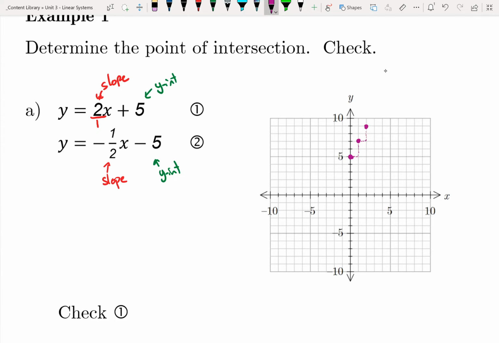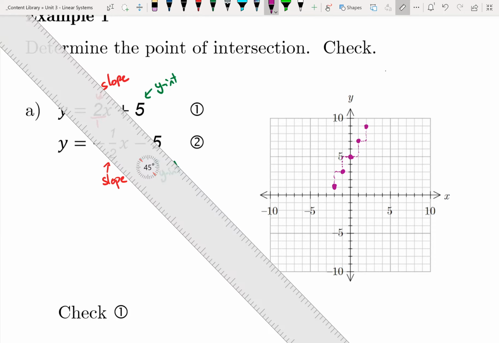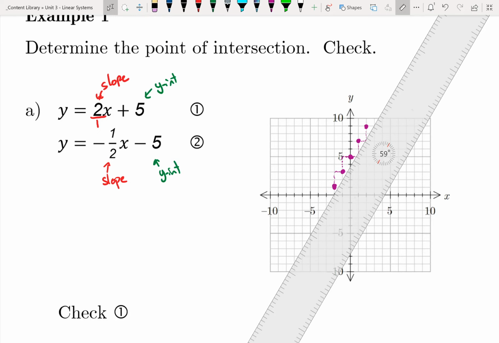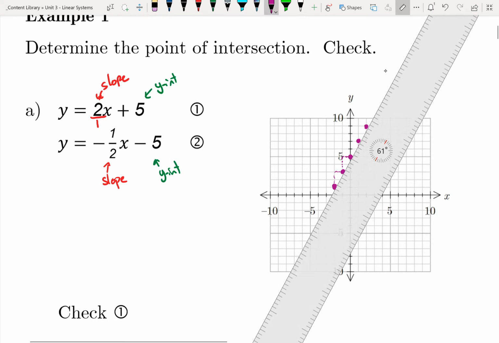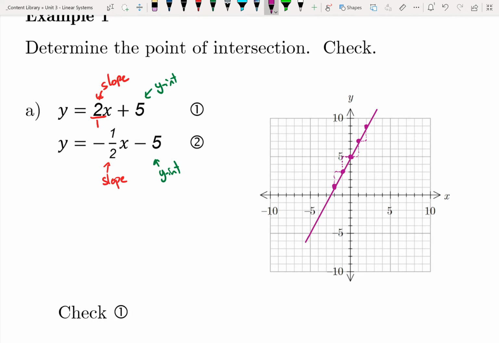Once I can't go any further, I'm going to go in the other direction for a few points, to the left and down. Once I have a few decent points, I can connect them using a straight line. And this is my first equation, or my first line.